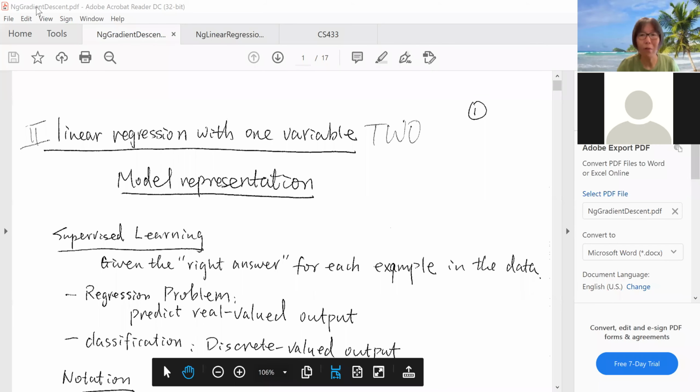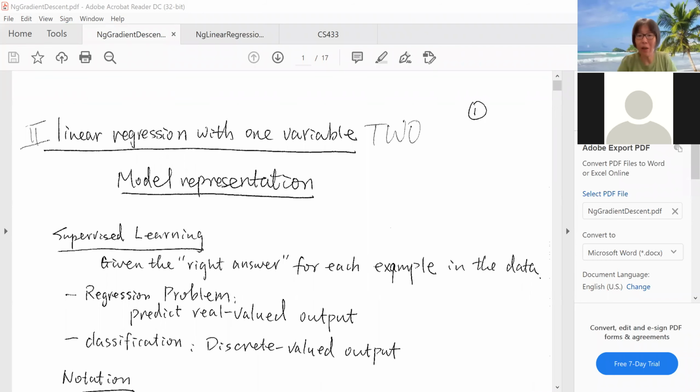Okay, so today we will start a new unit, and the first topic in this unit we are going to discuss is linear regression. We will start with a single variable. Variable means a feature, a single feature. We will start with this.